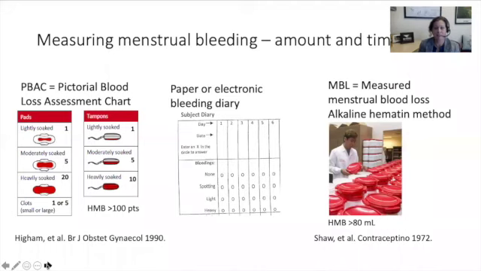Heavy bleeding is considered more than 80 milliliters. And on the left, the PBAC requires participants to tally up their menstrual products and clots. Heavy bleeding is considered more than 100 points. While measured losses are the most accurate, both PBAC and patient report have good correlation. Next slide.